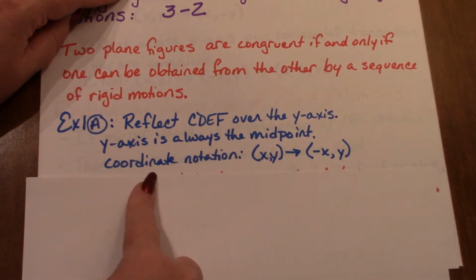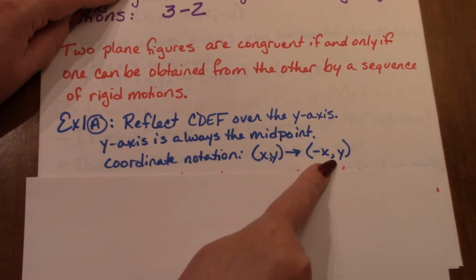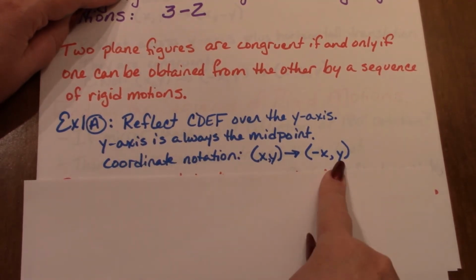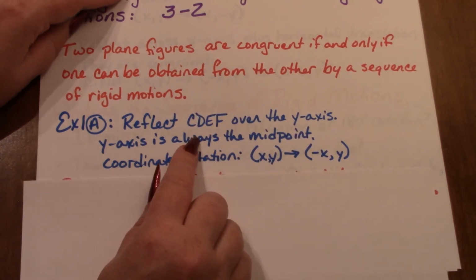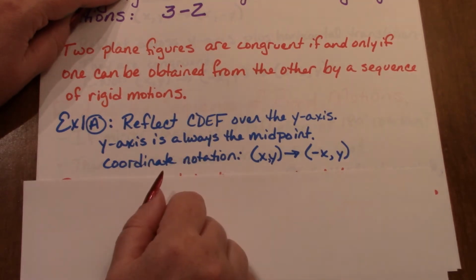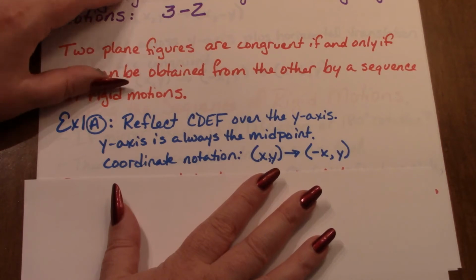You could also look at the coordinate notation. XY goes to negative XY. If all of these points follow this rule, then this is a reflection. And because it's a reflection, then shape JKLM is congruent to shape CDEF. Pause here and try it with B and come back when you're done.